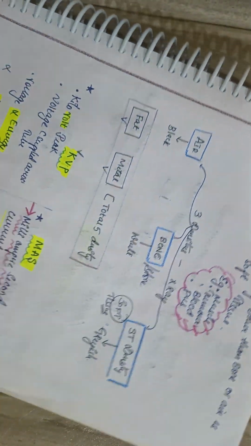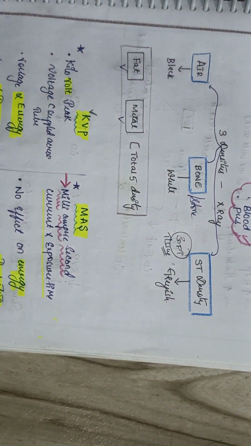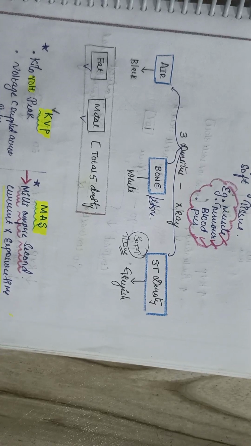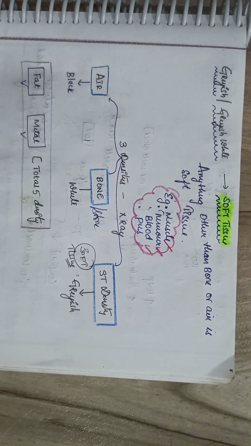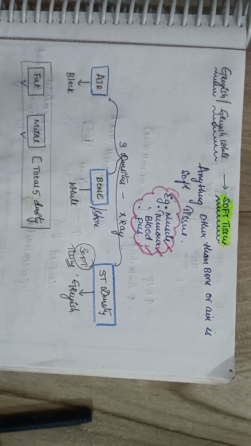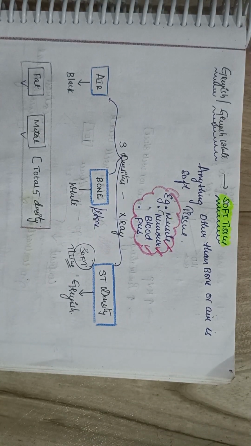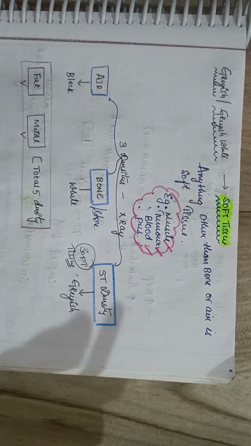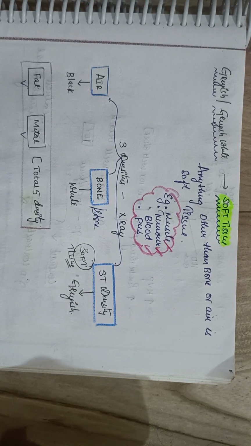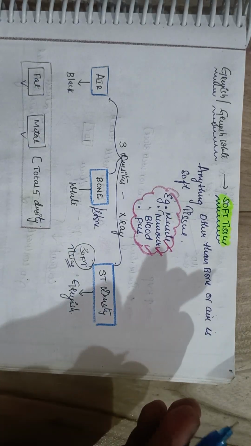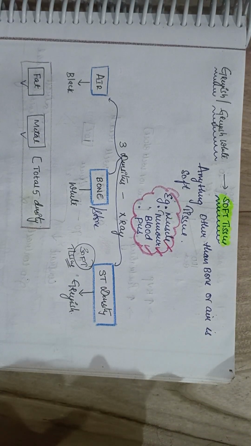Now let us understand. For example, you have something known as grayish white on the X-ray. If you have the grayish white, and this is anything other than bone or air, it can be because of muscle, tumor, blood, or pus. It can happen anywhere: in the blood, tumor, pus also.